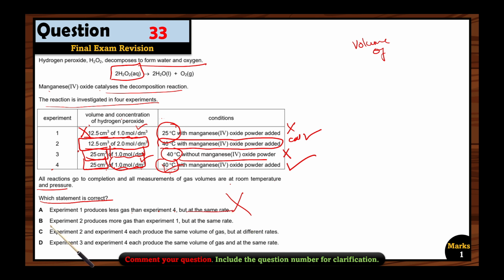Now let's see option 2. Experiment 2 produces more gas than experiment 1. Experiment 2 is producing more gas than experiment 1. Wrong, because they both have the same volume, so it's not possible, right?